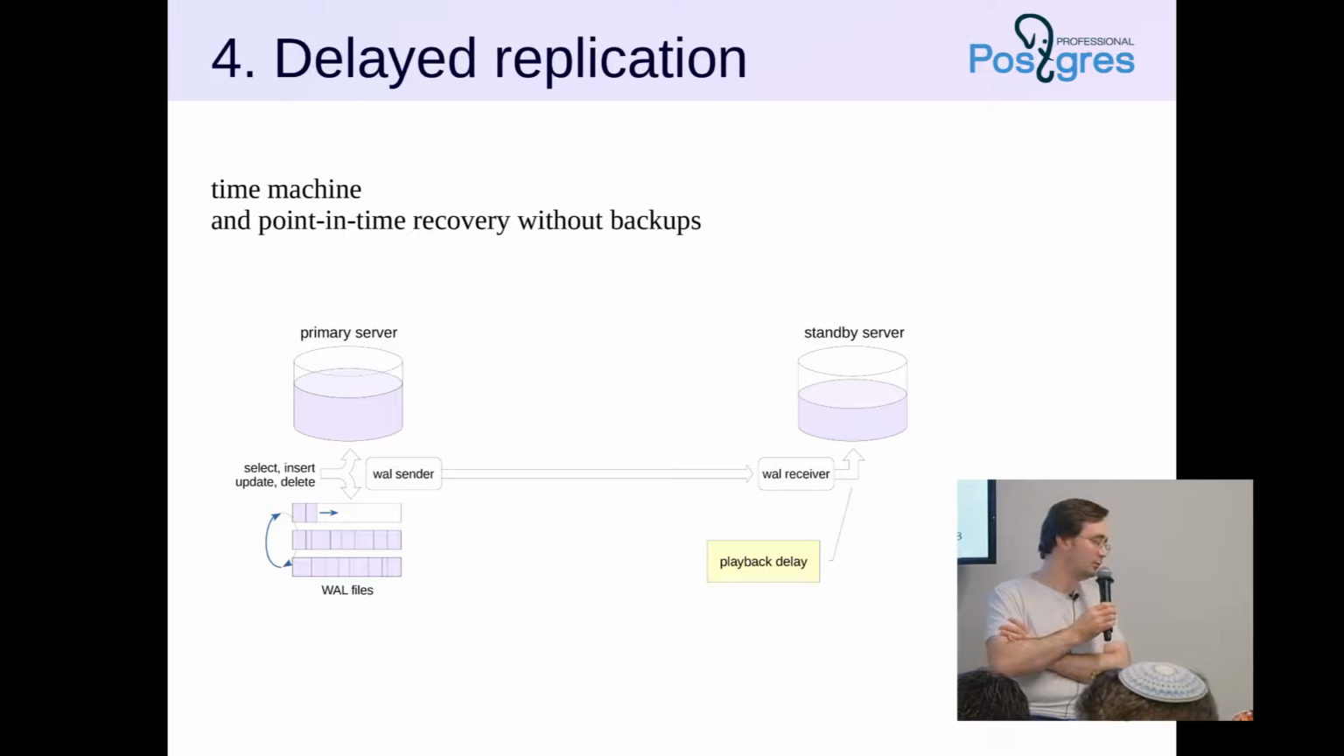So if on the primary some user drops a very important table, you can always use your standby, at least for 1 hour, until this WAL record is replayed on it.